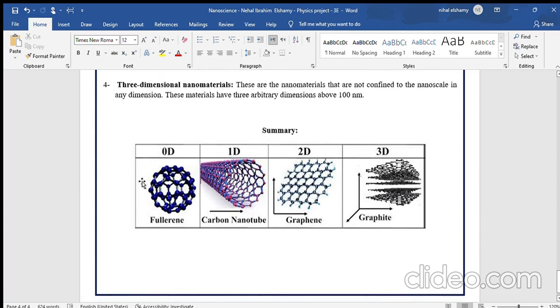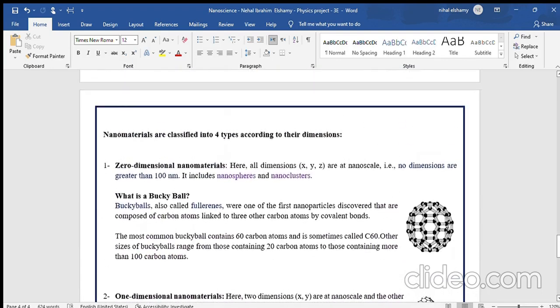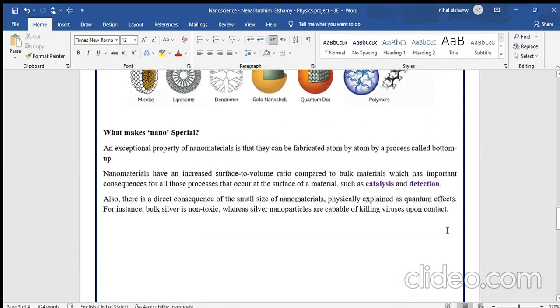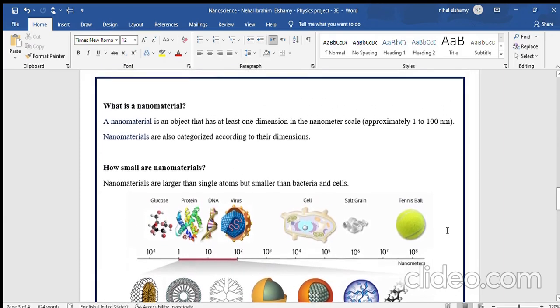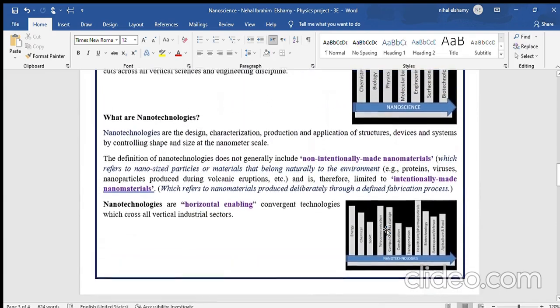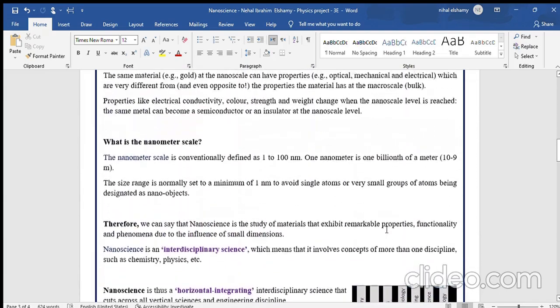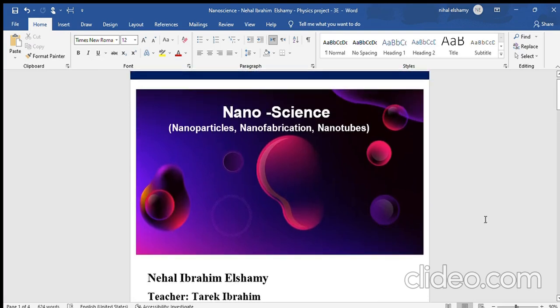This is a summary of the shapes of the four types of nanomaterials: the zero dimension, the buckyball; the one dimension, the carbon nanotube; the two dimension, the graphene; and the three dimensions, the graphite. This is all about the types of nanomaterials and what makes nanotechnology special, what a nanomaterial is and how small it is. This is the scale of the nanomaterial, the definitions of nanomaterials, nanotechnologies, and nanoscience, and that's it for nanoscience. And thank you for listening.